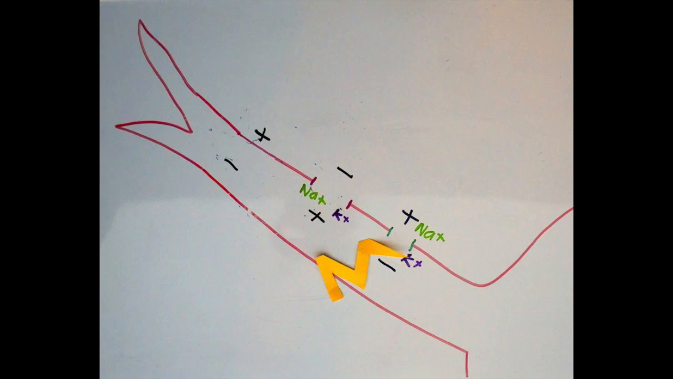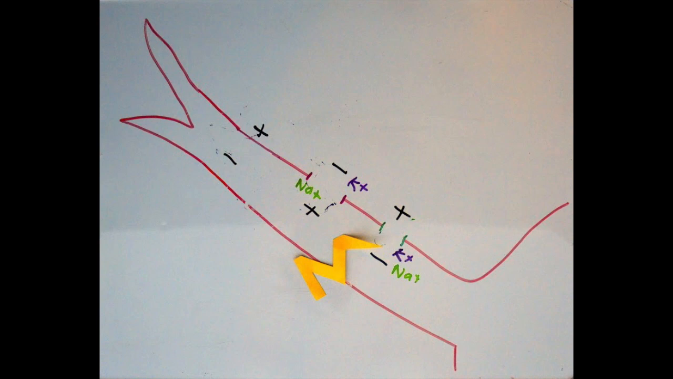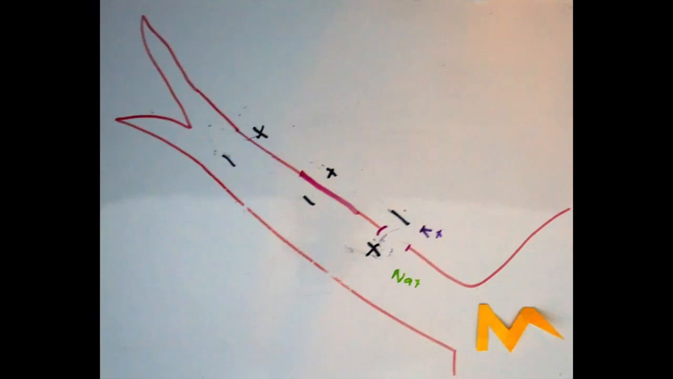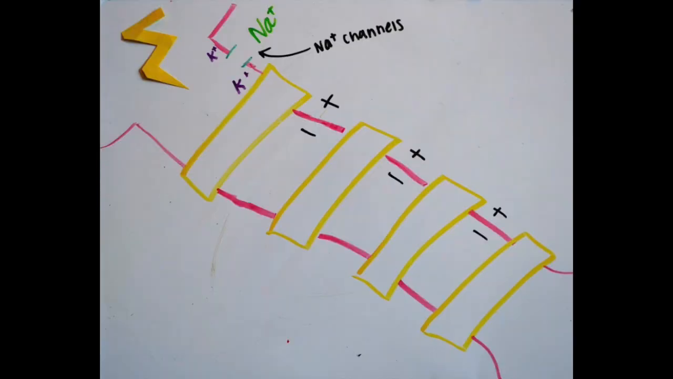To restore resting potential, sodium channels close and potassium channels open as action potential moves down the neuron. As potassium is pumped out of the neuron, it is repolarized because the charge of the neuron goes back to negative on the inside and positive on the outside. The action potential continues down the dendrite, through the cell body, and into the axon.